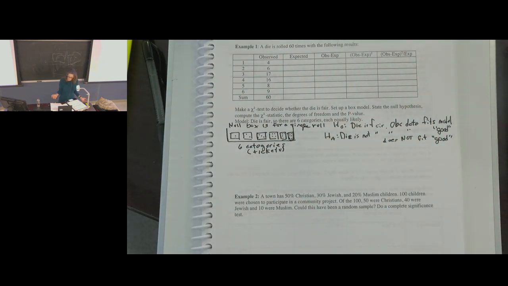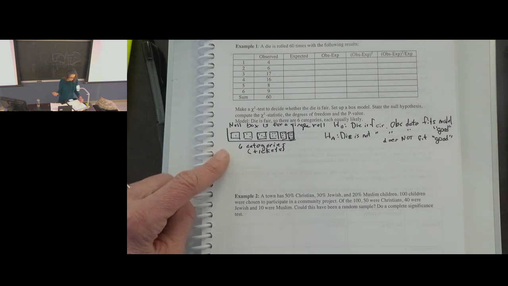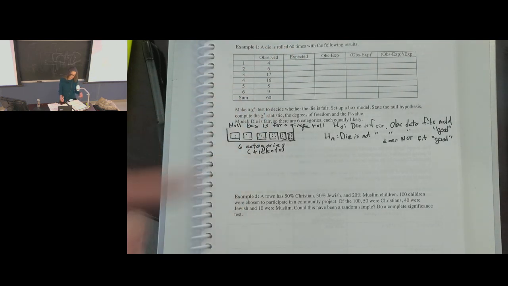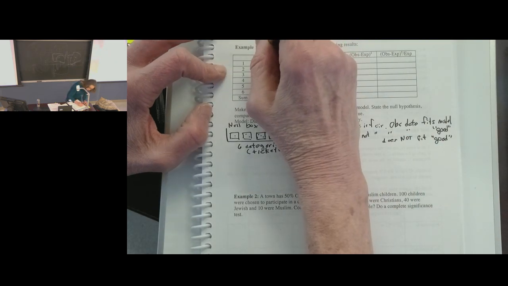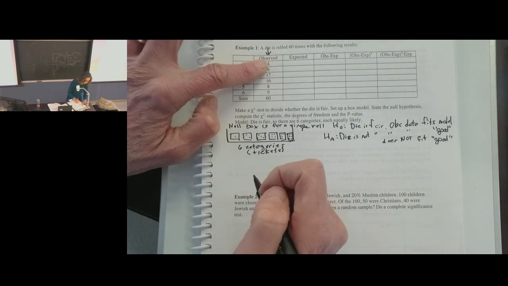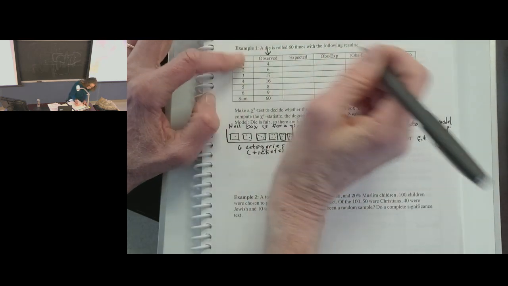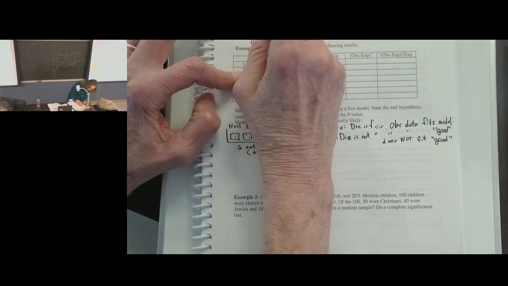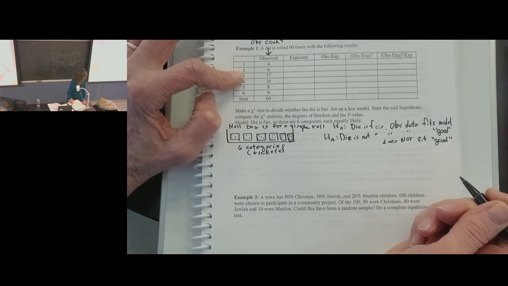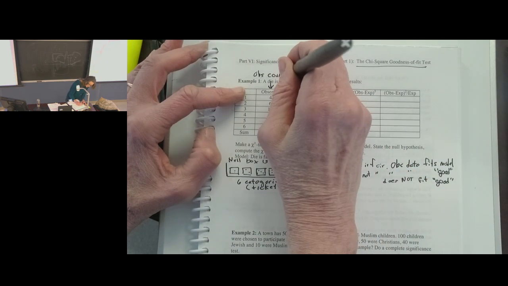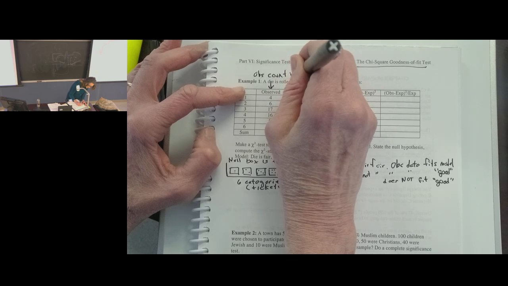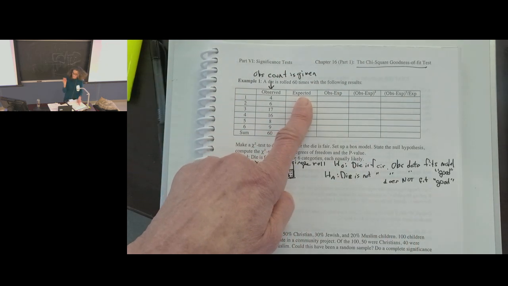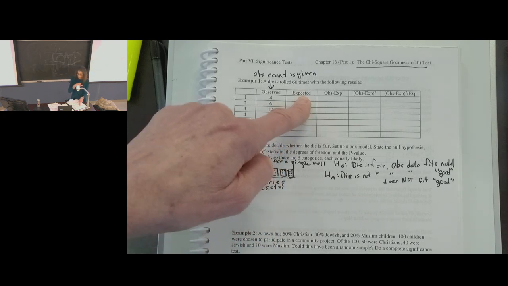So now let's think about it. Here's what you observed, and that's given. So this is given to you. This is always the observed count. These are counts. They're always counts. And this is given to you. So the observed count, frequencies or counts, is given. Okay, and this is the expected count that depends on your model.